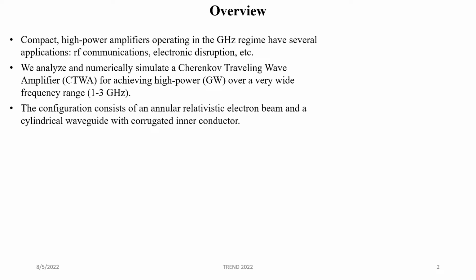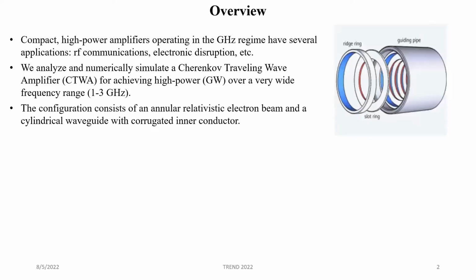So our configuration consists of an annular relativistic electron beam and a cylindrical waveguide with a corrugated inner conductor. And this geometry is unique for giving us this broadband, wide frequency range amplification. So this is an example of a corrugated waveguide. So we see here that we have a conductor tube that the radiation propagates down, and we also have corrugations along it.